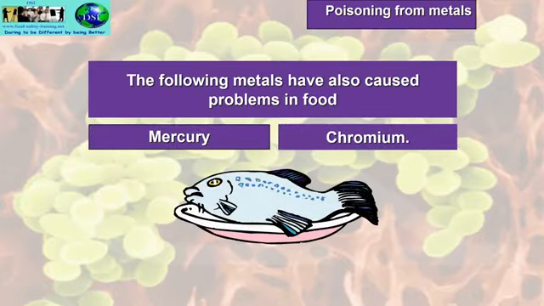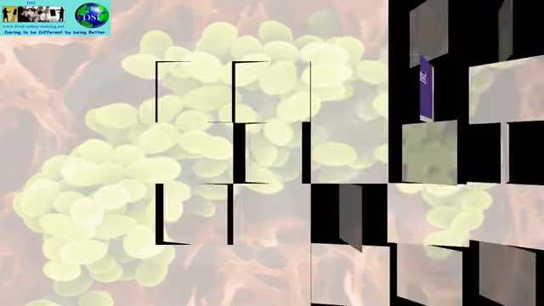The following metals have also caused problems in food: mercury and chromium, especially with mercury, which has been found in fish, which really inhabit coastlines around mining communities. There was a big problem, might still be a problem down in Cornwall, where tin mining used to be one of the biggest industries, but tin mining does release mercury into the water. This is then taken up by the fish and it goes into their body tissues. Then it enters the food chain when we eat the fish.